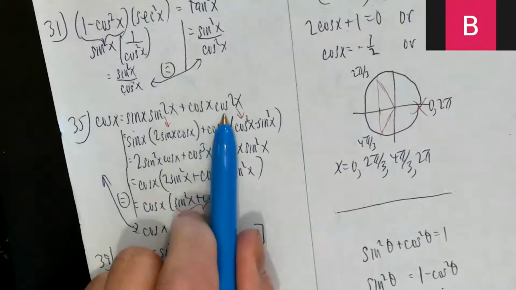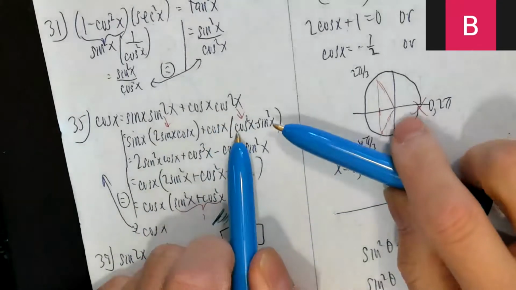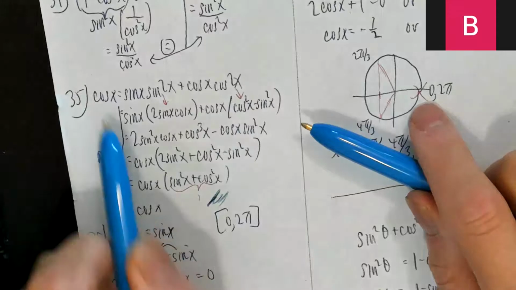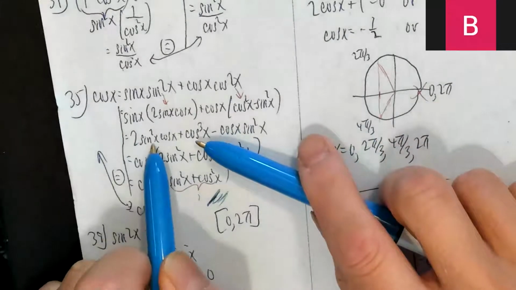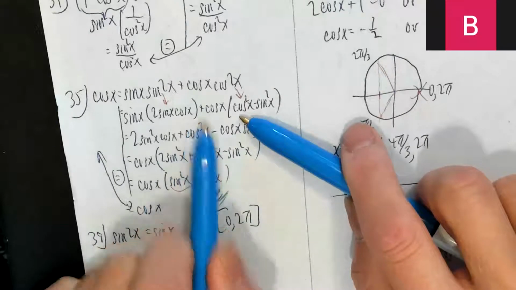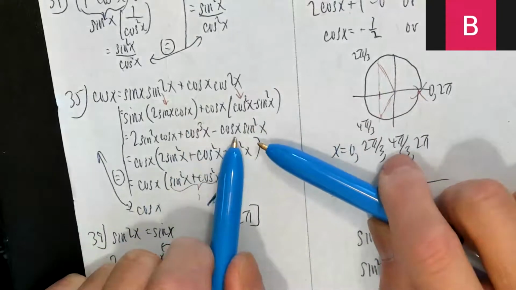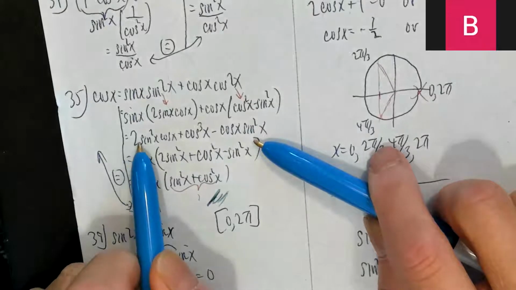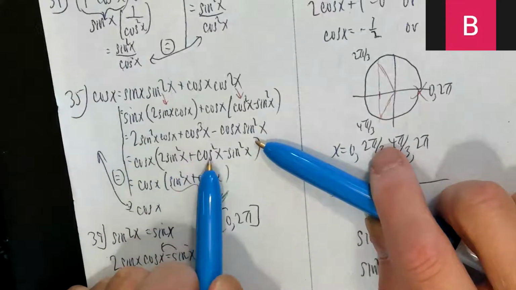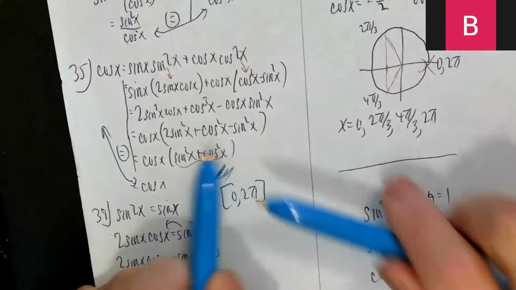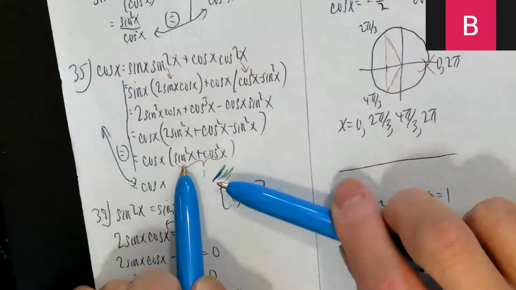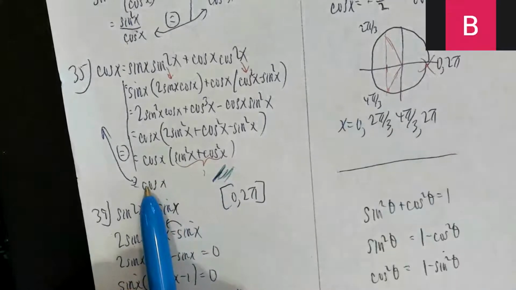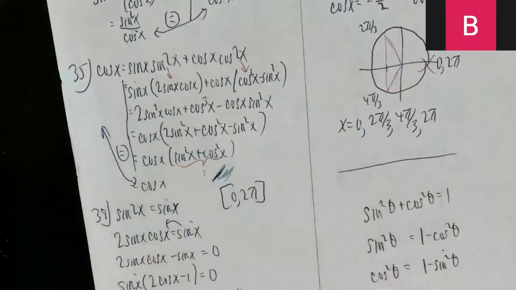Plus cosine x, and then cosine 2x. There's actually three forms, one of which is cosine squared x minus sine squared x. Again, there's nothing to do here, it's just cosine x. So this is 2 sine squared x cosine x plus cosine cubed x minus cosine x sine squared x. Then I factored out a cosine x. This gives me 2 sine squared x plus cosine squared x minus sine squared x. Then I notice these give me sine squared x plus cosine squared x, and sine squared x plus cosine squared x is 1. So indeed, I do have just cosine x. The left side and the right side do indeed match.